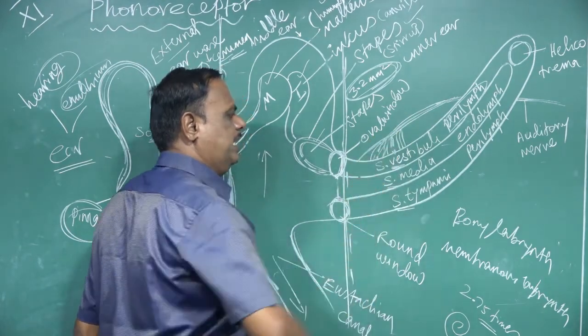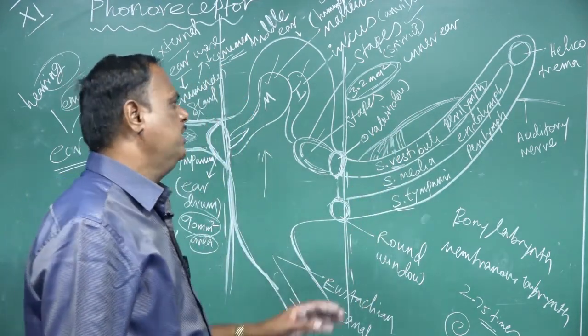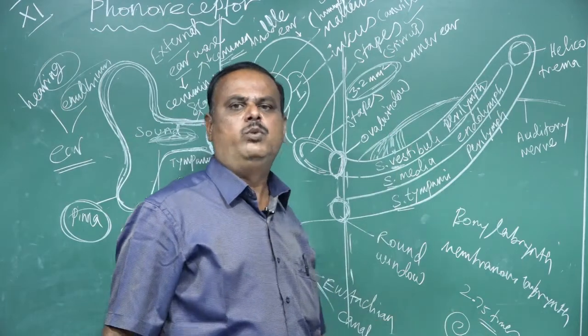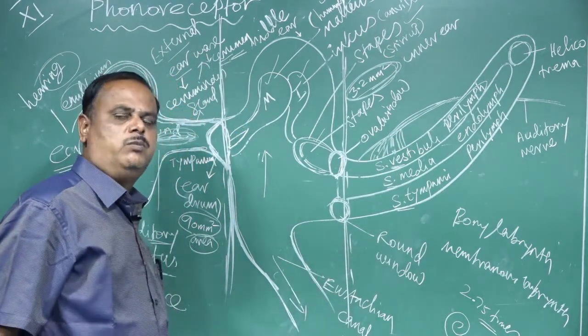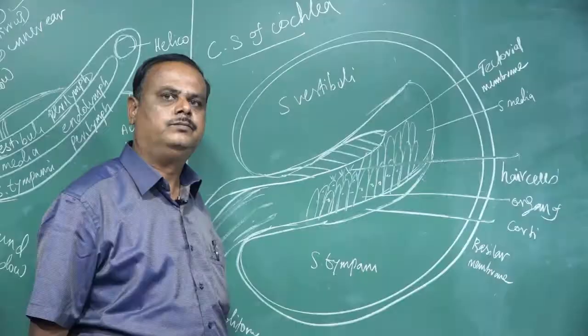The auditory nerve carries the signal to the auditory area of the brain, the temporal lobe, to integrate, coordinate, and regulate function. That is what we know about hearing.